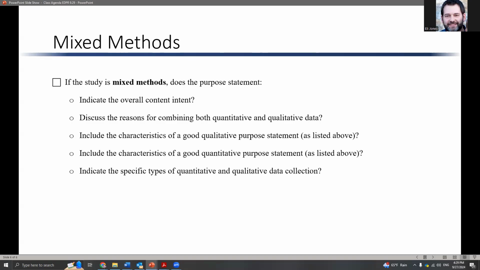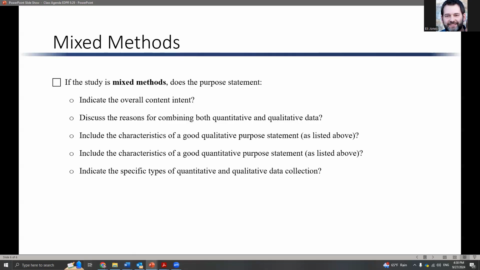Discuss the reasons for combining. Now, this is a big deal. Don't just do mixed methods because it sounds nicer. It's a lot of work. Give me a reason why this is important, and give your readers a reason right in the beginning of the purpose, why it's important to do mixed methods. Include the characteristics of a good qualitative and quantitative purpose statement. Notice you're going to have to do both, because with a mixed methods approach, you're using multiple methods, so it's almost double the work. So you have to have a good reason why you're doing it, and then combine both of them.